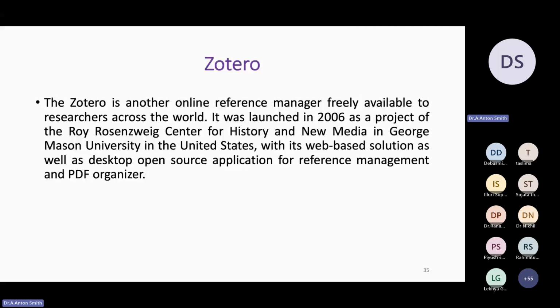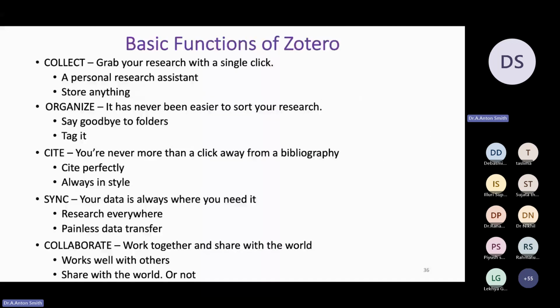Basically, almost all the five have a similar type of activity only. So this function of Zotero is collecting. Collecting means grabbing your research with a single click. Your personal research assistant is helpful. It stores anything relevant to the research work.